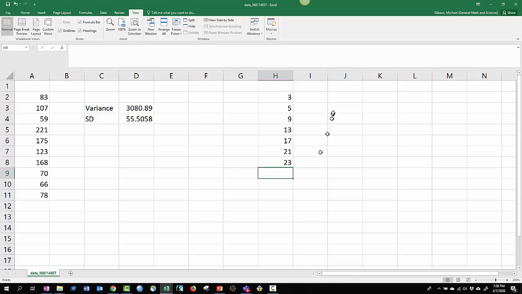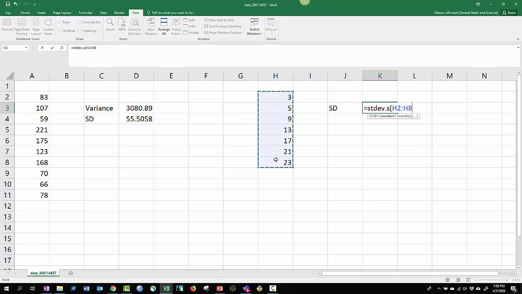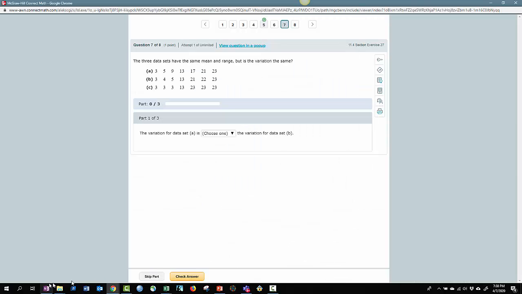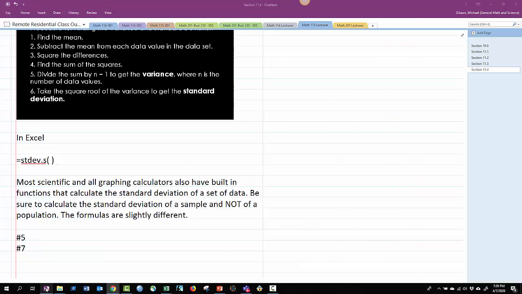All right. And again, just like we did for the first one, if we want the standard deviation, type equals to start the command. STDEV.S. That stands for standard deviation, sample. Type the open parenthesis, highlight the data, close parenthesis. There it is. For this one, we do that for the other two, and then just compare the numbers to answer the question. That's exactly what you do.